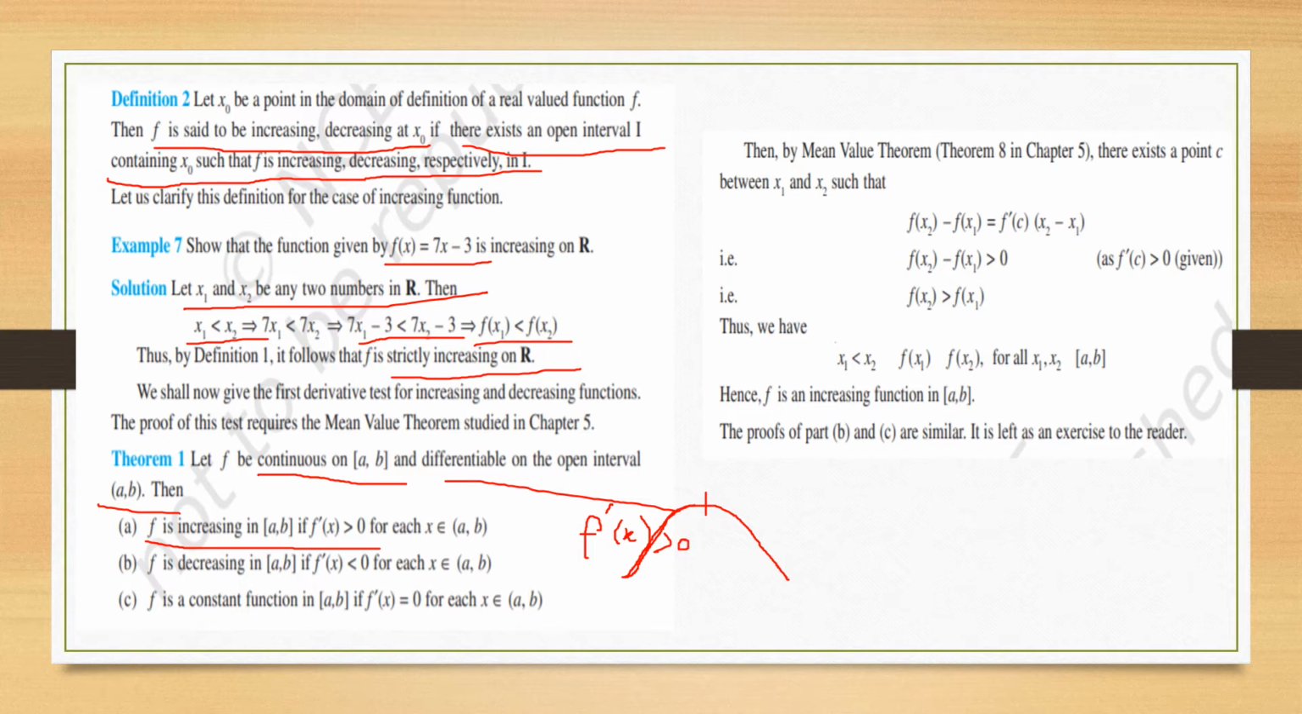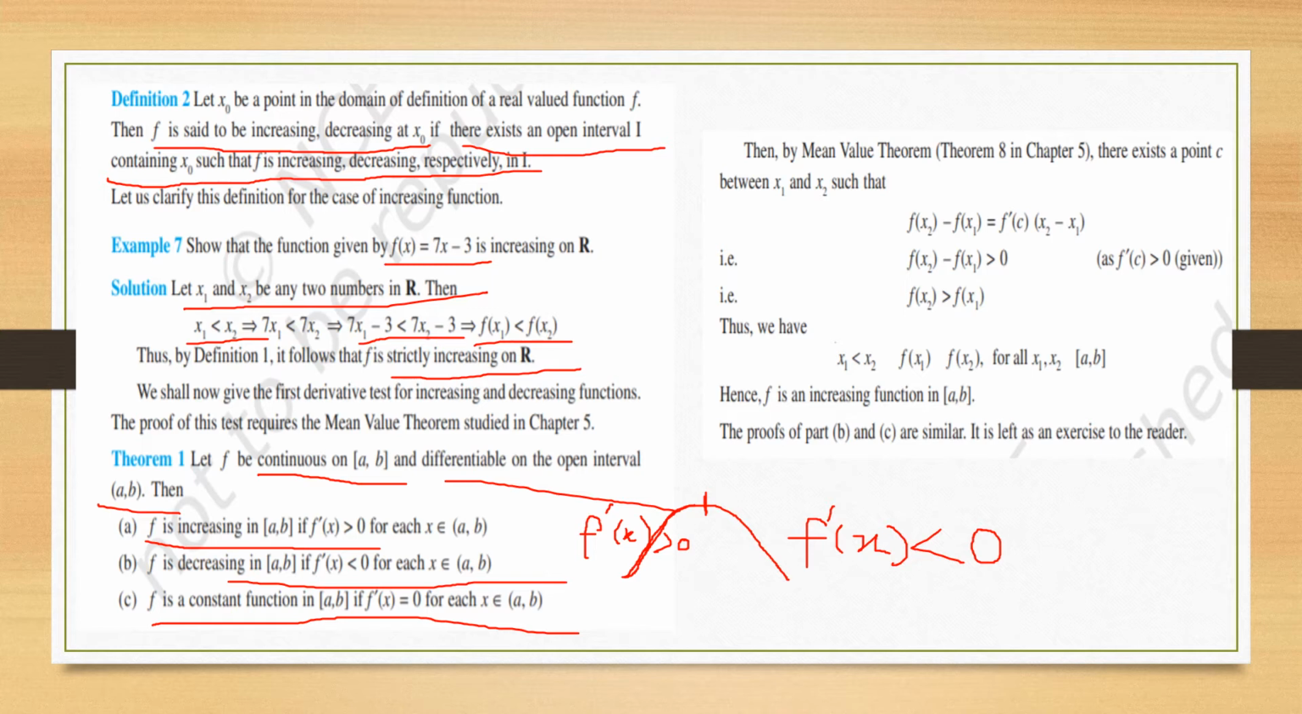And see from here, in this interval towards this side, what is happening? The function is decreasing. That means my f dash x is turning out to be less than 0. And if it is constant, then what will happen? Like we have studied in Rolle's theorem also, the value of the derivative is 0 for each x belonging to (a, b), means no change, neither positive nor negative. So you need to prove this theorem.